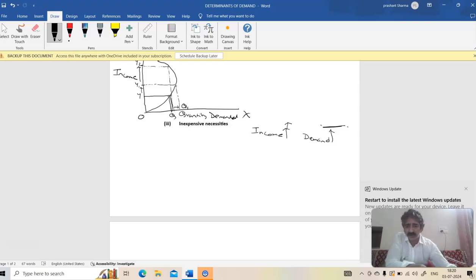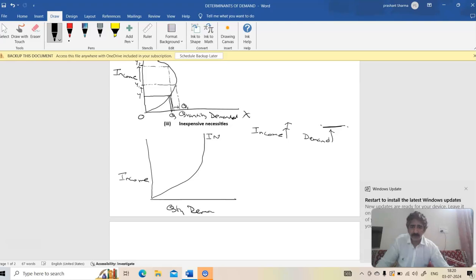How to put it in the form of a graph? Children, here the graph for this would be like this. Inexpensive necessities. How? Here's the income. Here's the quantity demanded. Okay. When the income is here Y, he is demanding Q. When the income rises, okay, here Y1, he is demanding Q1. But when income rises further, you see the demand remains constant. It's not rising further, it's at the same level.